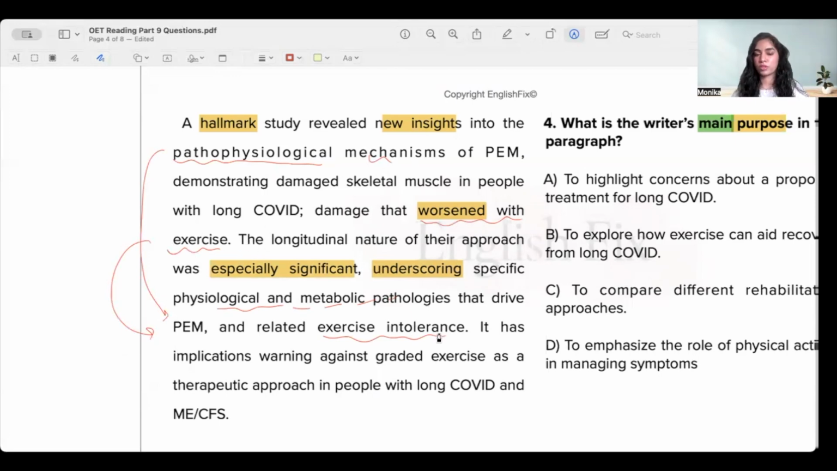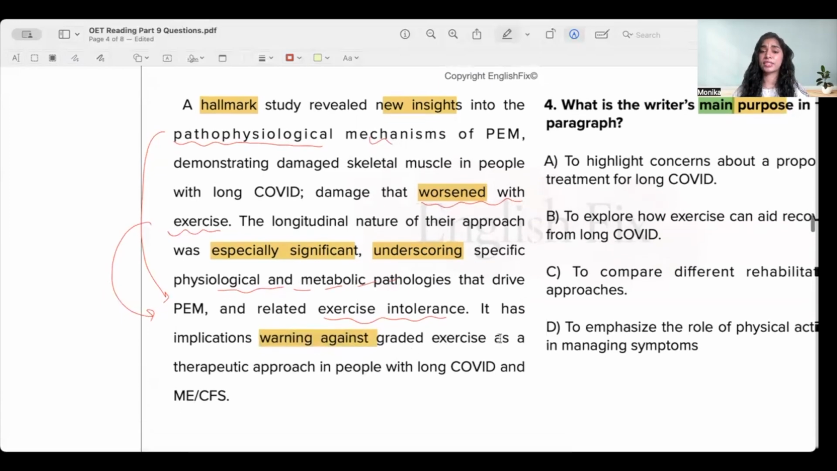Obviously, this is important. It has implications, warning against. So we are warning against. This is also a very strong word that they're using here, so I would like to highlight this. It's warning against graded exercise as a therapeutic approach in people with long COVID.